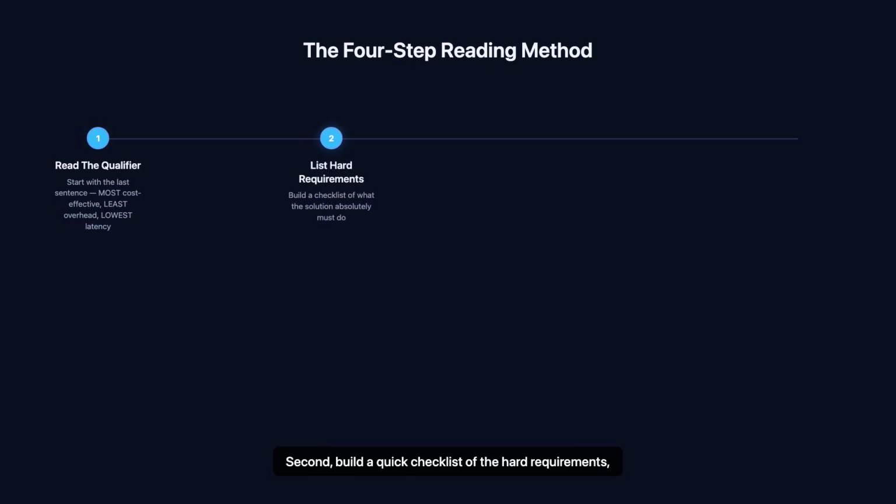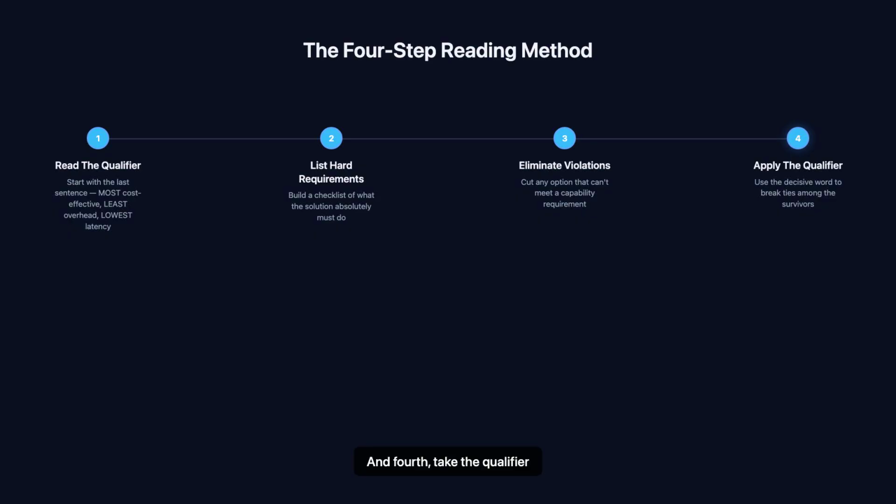Second, build a quick checklist of the hard requirements, the things the solution absolutely must do. Third, eliminate any option that violates one of those capabilities. And fourth, take the qualifier and use it to break the tie among the survivors. Read it first, apply it last.